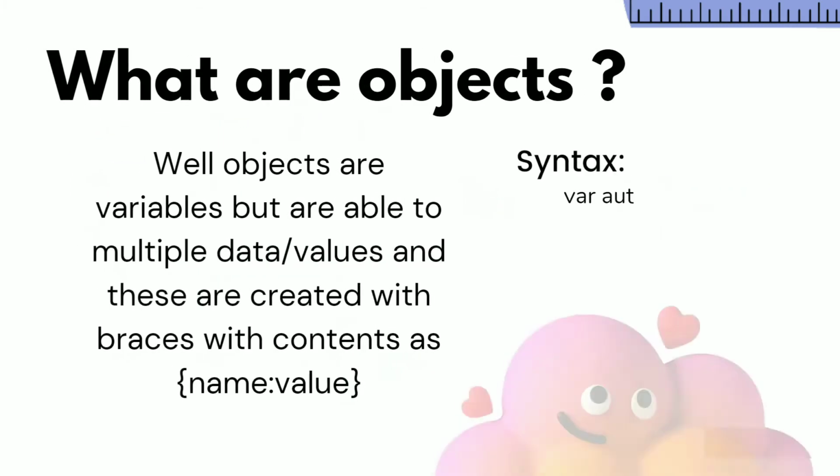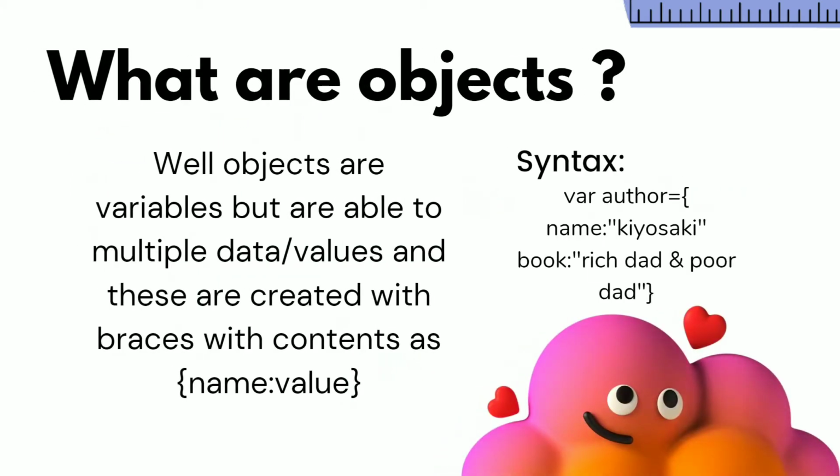What are objects? Objects are variables which are able to store multiple data and values, and they are created with braces which include the name and the value. For example, here is the syntax. It includes a variable with author as the variable name, and braces which include the name as a property and a value, Robert Kiyosaki, who is the author of the book, and the book is Rich Dad Poor Dad. And this is how we create objects.